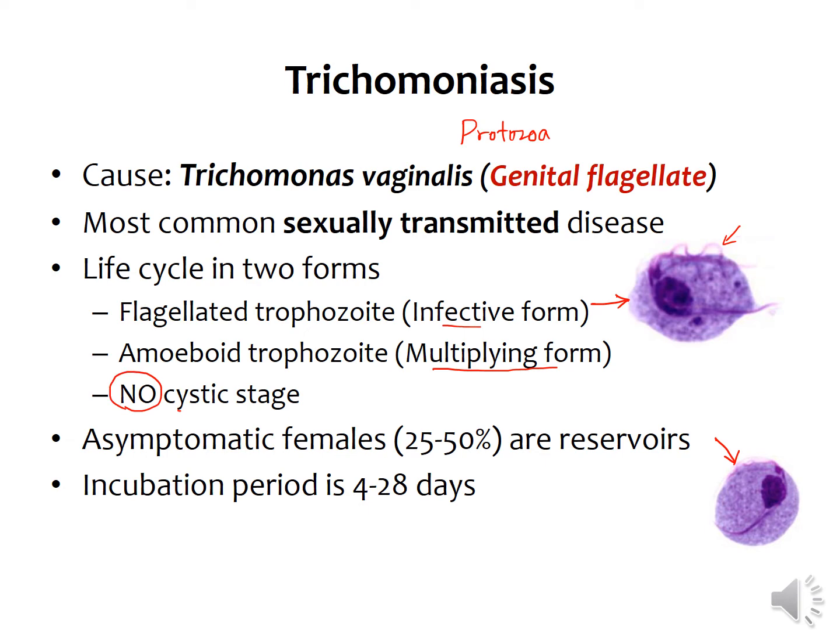And nearly 25 to 30% of the females act as reservoirs without any symptoms. So the asymptomatic females act as reservoirs, which contributes around 25 to 50%. After an incubation period of 4 days to 4 weeks, otherwise called 4 days to 28 days, the people will suffer with the clinical manifestations.